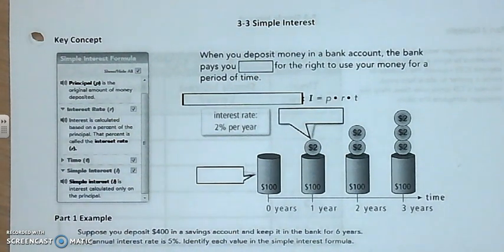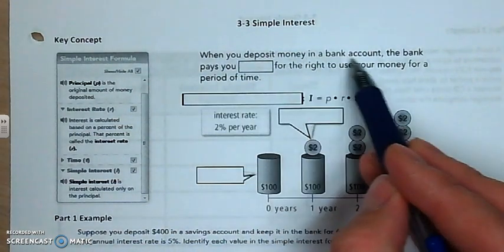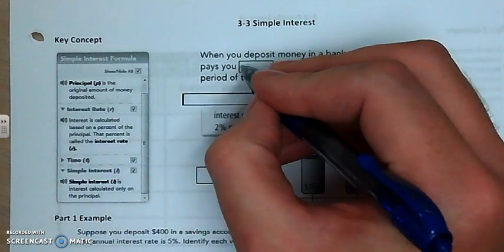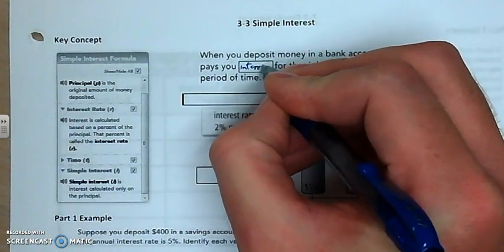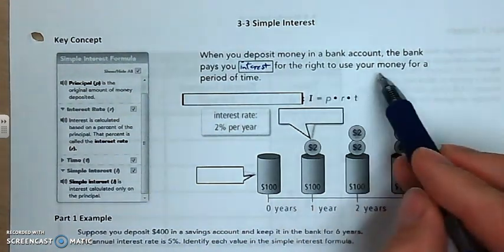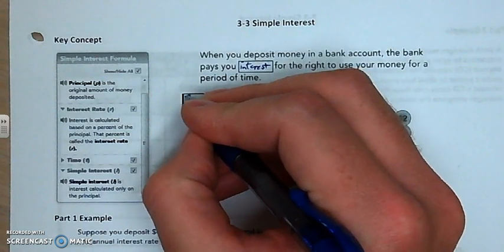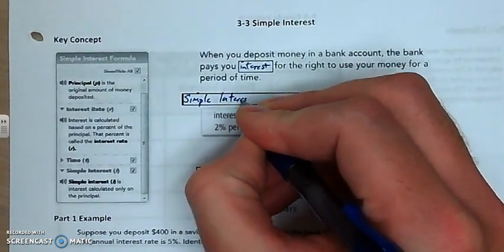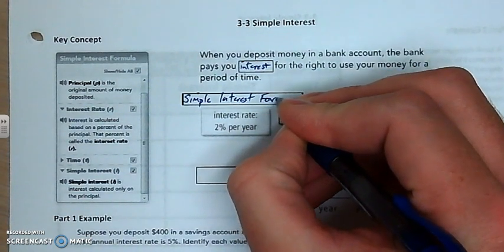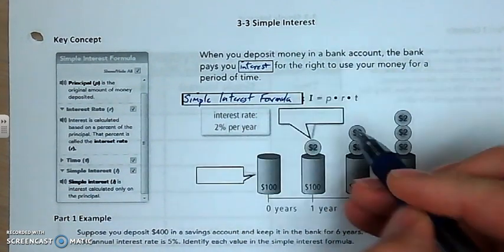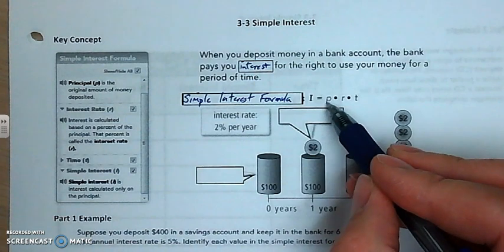It's very different than compound interest, which we'll talk about over the next few days. So simple interest: when you deposit money in a bank account, the bank pays you interest for the right to borrow, to use your money for a period of time. All right. So we have a simple interest formula, and this is what we're going to write down here. Interest will be equal to P times R times T.